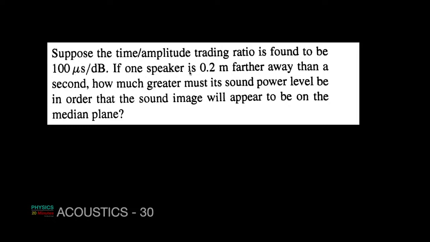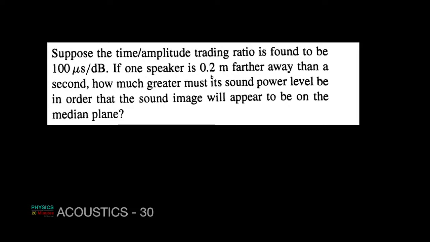If one speaker is 0.2 meter farther away than a second, how much greater must its sound power level be in order that the sound image will appear to be on the median plane, in the center? So all you have to figure out is, if the speaker is 0.2 meter away, how much delay would be introduced. Distance upon time is velocity. Velocity is 340 and distance is 0.2. So 0.2 divided by 340 will give you the delay time.